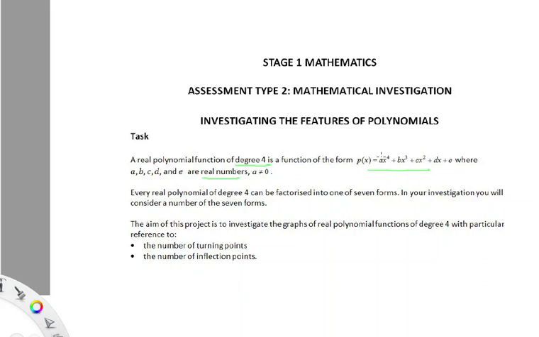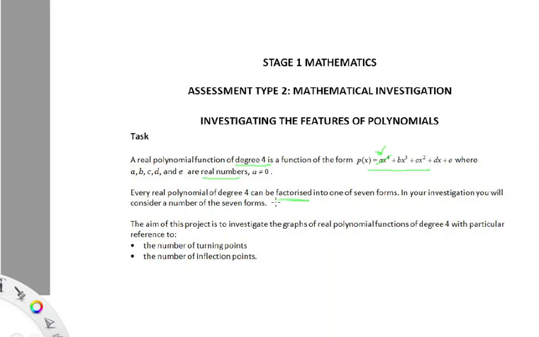be equal to 0. Well, you need to identify that if a equals 0, then the term ax to the power 4 would disappear, and it would no longer be a degree 4 function. That would be 0, it would be a degree 3 function. So in your introduction, you've just got to clarify that you're talking about a degree 4 function, and a degree 4 function can be factorised.